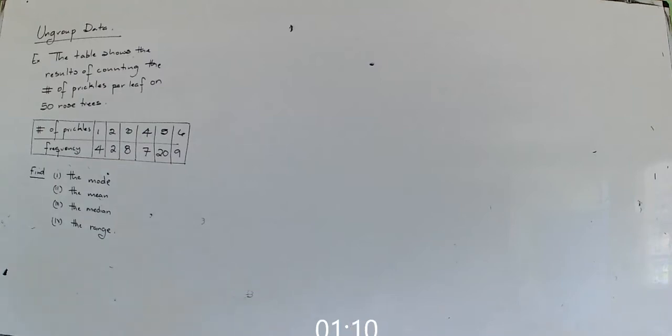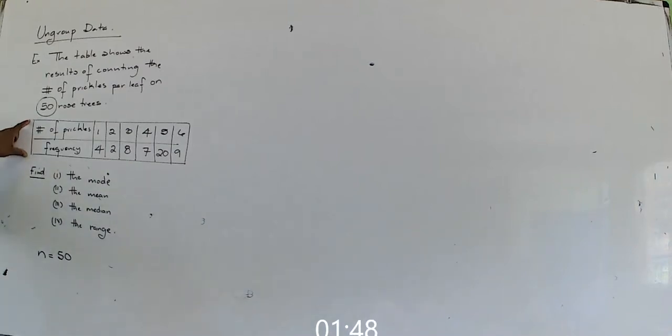The information I've been given so far: n is equal to 50. What does n stand for again? The number of values. How many pieces of data do I have altogether? N, the number of values, is the number of pieces of data you have. 50. So 50 rose trees, they counted the number of prickles on each leaf, and they get this result.